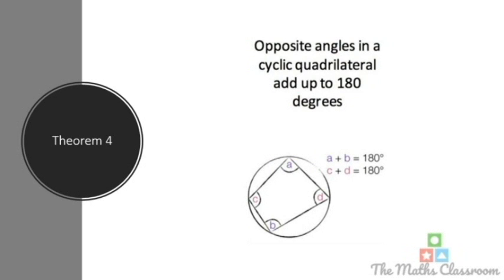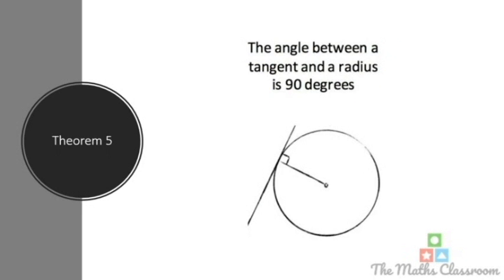A cyclic quadrilateral is a quadrilateral drawn inside a circle. Every vertex of the quadrilateral must touch the circumference of the circle. This theorem states that opposite angles in a cyclic quadrilateral add up to 180 degrees.